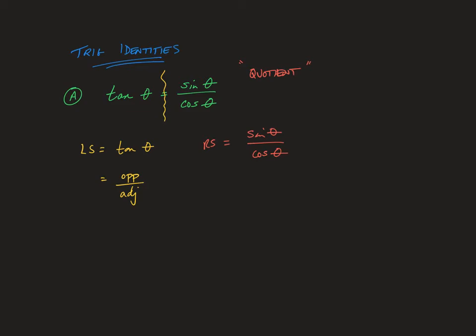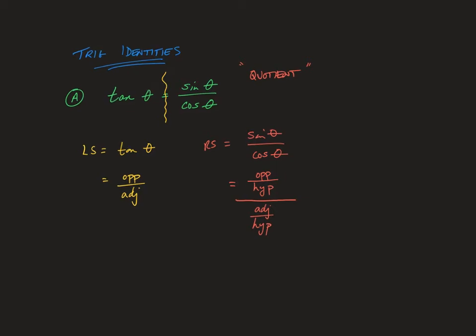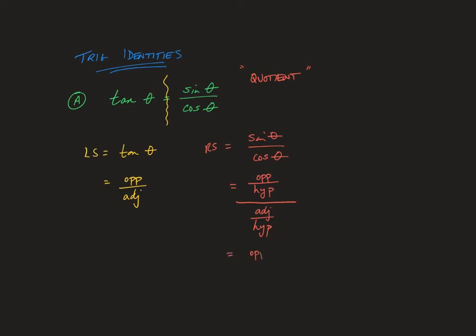So what I'm going to do then is jump over to the right side, because I know how to calculate both the sine and cos of theta. I know that sine theta would be my opposite over my hypotenuse, and my cos theta would be my adjacent over my hypotenuse. Now, what I have in that expression is the division of 2 fractions. And I can actually simplify that, because I know that to divide fractions, I can flip and multiply.